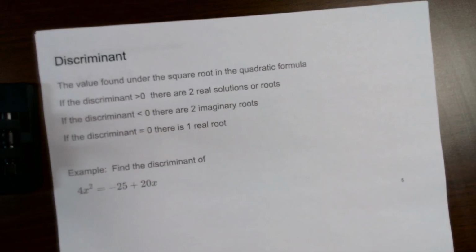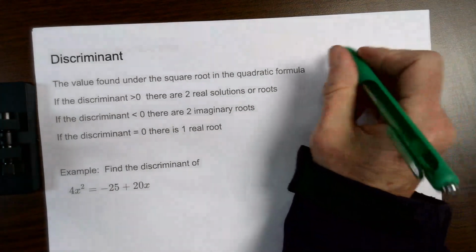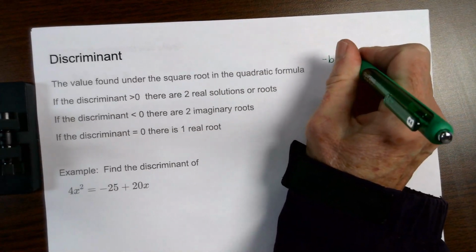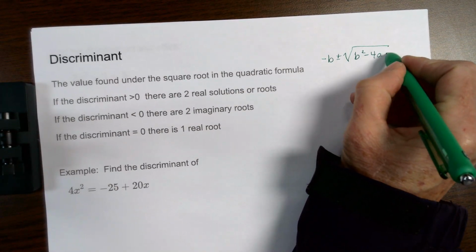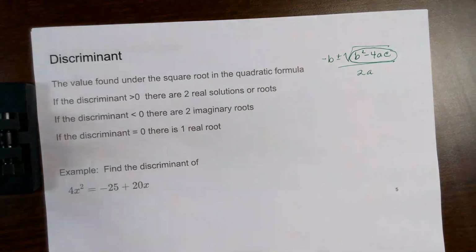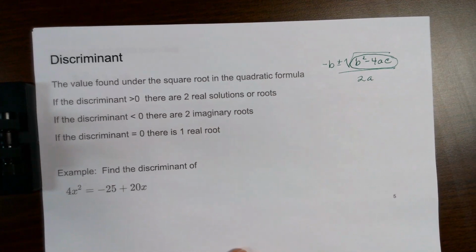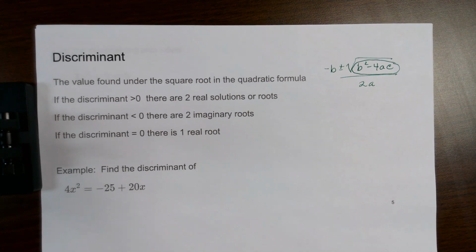Now, if you're talking about just the number that is underneath the square root, so in other words, if you have the quadratic formula, the value of that right there is what we call the discriminant. If the discriminant is positive, there's going to be two real solutions or roots. If the discriminant is less than 0 or negative, there's going to be two imaginary roots. And if the discriminant is equal to 0, there's going to be one real root.